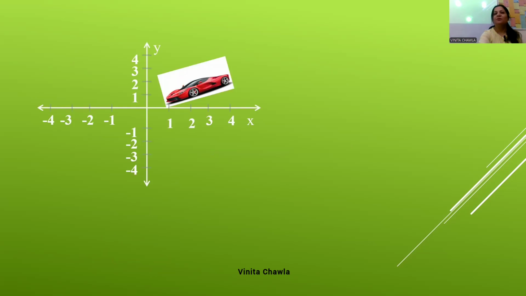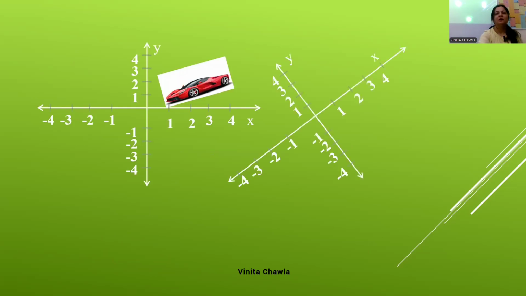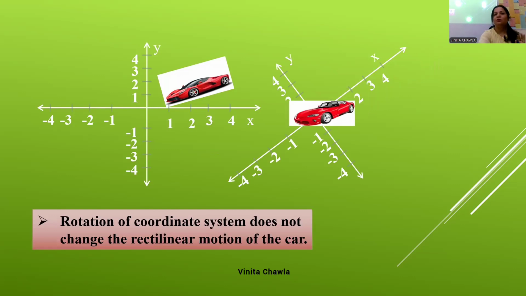See this example, we have a car here. We have two reference frames. In one reference frame, we have chosen the normal reference frame that we take usually, and in another reference frame, the coordinate axis that we have taken is tilted. So rotation of coordinate system does not change the rectilinear motion of the car. It is still rectilinear motion because any straight line motion can be considered as a rectilinear motion.